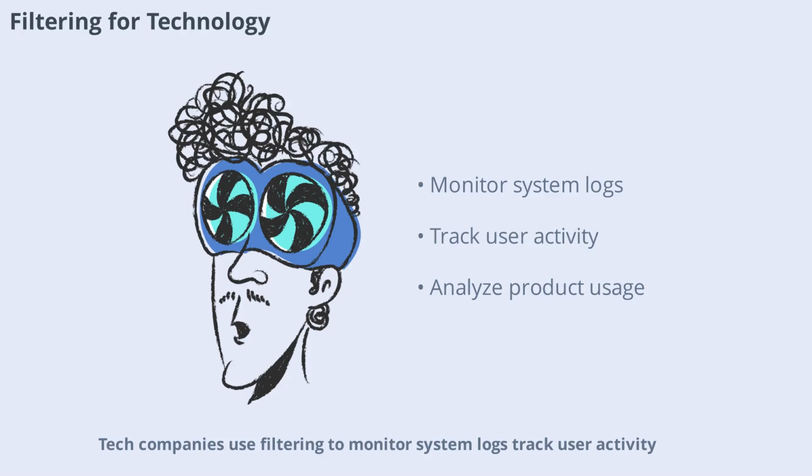Tech companies use filtering to monitor system logs, track user activity, and analyze product usage. This helps them improve products, fix bugs, and enhance user experiences.